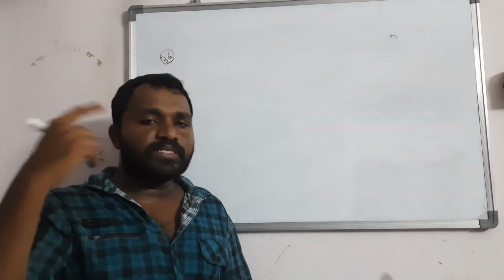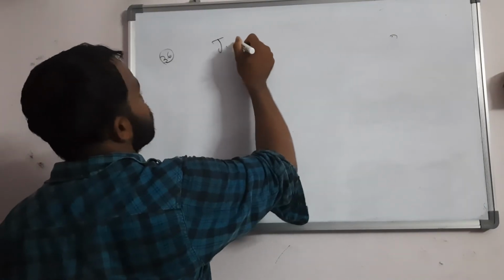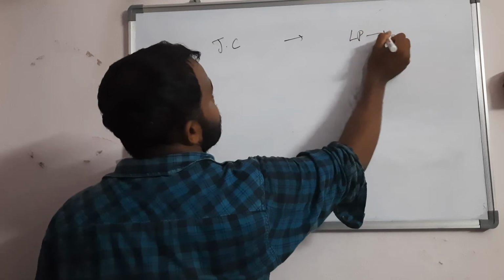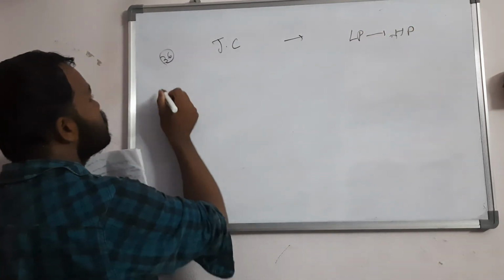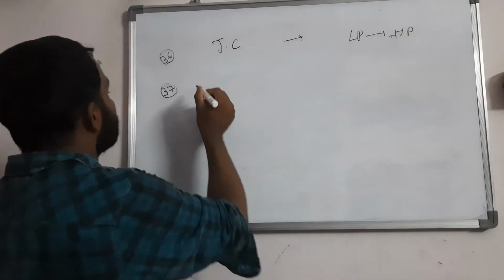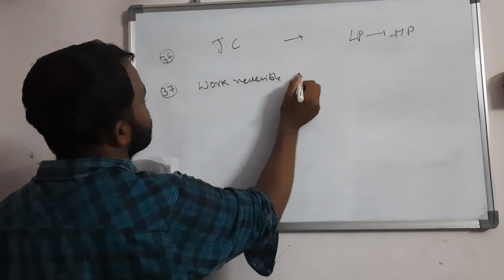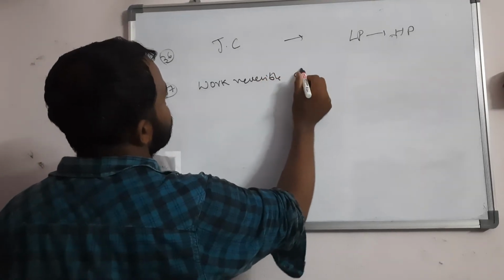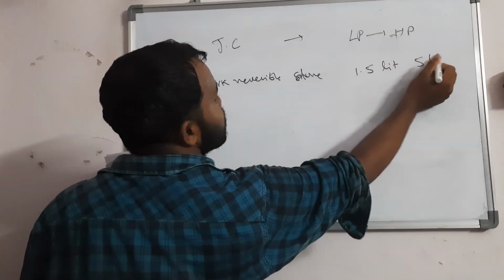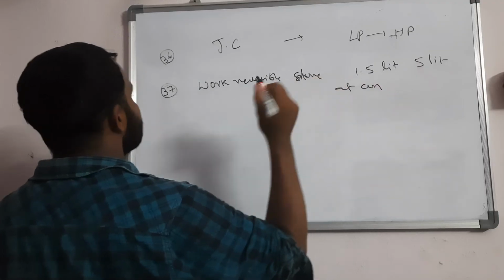What they given is something like the Joule-Thomson coefficient, like the Joule-Thomson effect. In the Joule-Thomson effect, low pressure to high pressure options they given. I don't remember the particular options. Question number 37, a reversible work question is there. Reversible work done, they given like 1.5 liters to 5 liters at constant temperature.